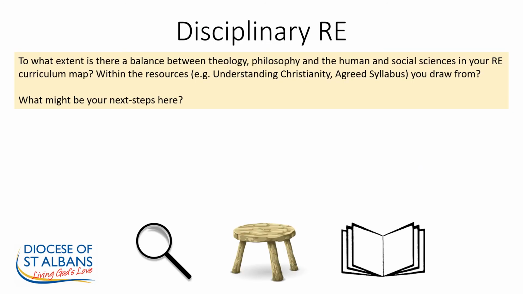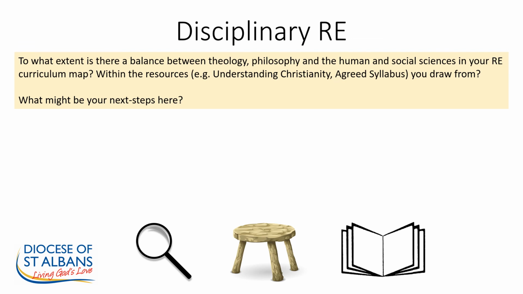So as we now come to land and finish this presentation, a few questions which will be useful to ponder going forward. The first one is, I wonder to what extent there is a balance between theology, philosophy and the human and social sciences within our RE curriculum maps. And within the resources that we draw upon, such as our agreed syllabi or the Understanding Christianity resource, what is that balance from those resources like at the moment? Do they provide a balance, or do some provide more of a sociological aspect or more of a theological aspect that we need to be mindful of when looking at that balance across our curriculums?